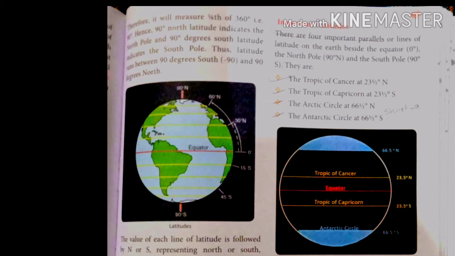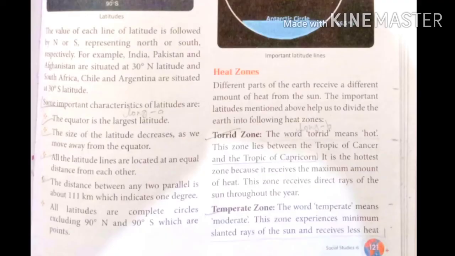The value of each line of latitude is followed by N or S. For example, if India, Pakistan and Afghanistan are situated at 30 degree north latitude, then 30 degree N is written there, and South Africa, Chile and Argentina are situated at 30 degree S latitude, meaning 30 degree south. Now some important characteristics of latitudes.